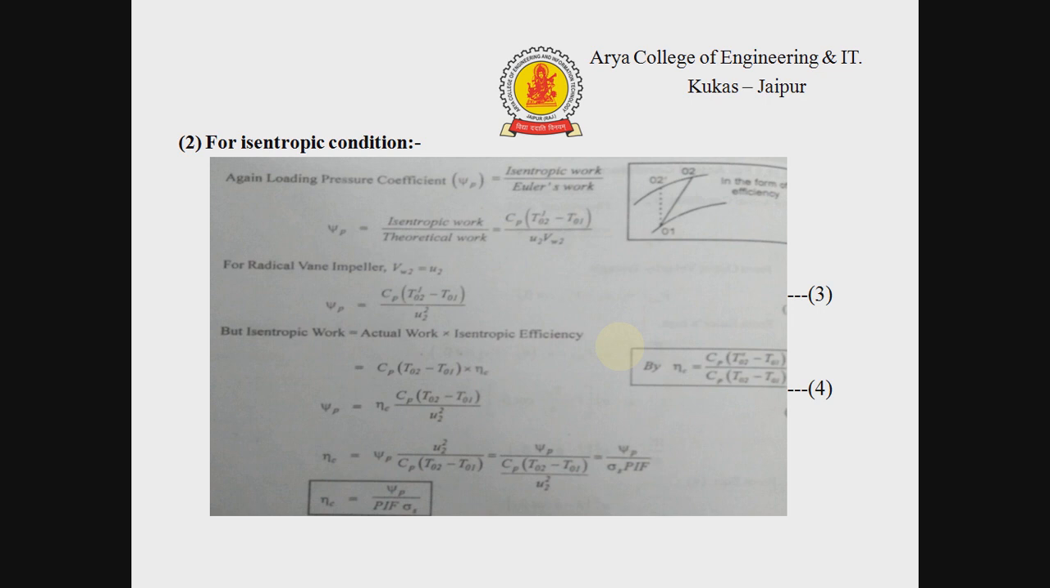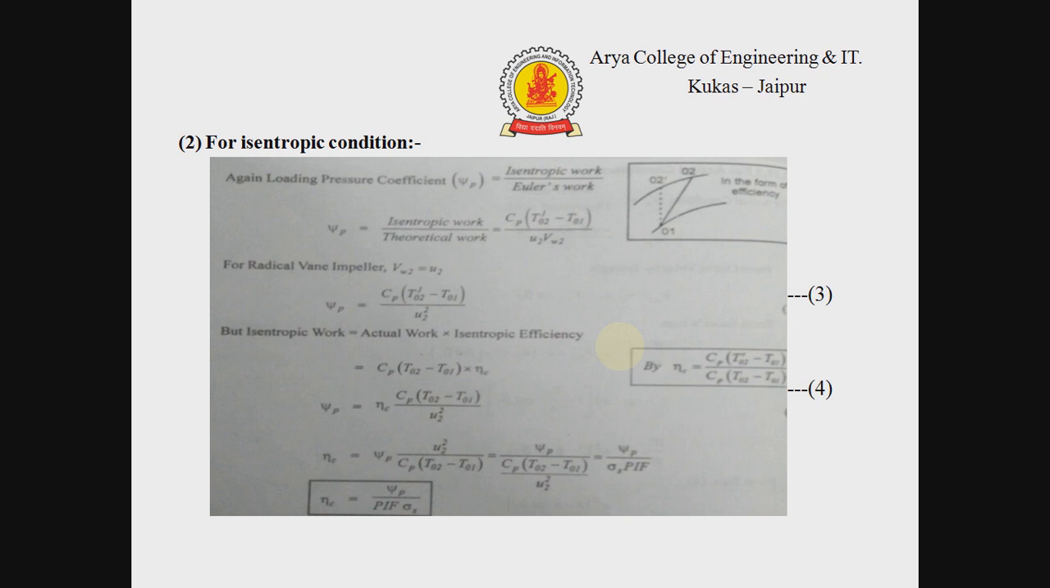Now we discuss the isentropic condition. We again take the loading pressure coefficient psi p, but now it is the ratio of isentropic work to the Euler's work, or theoretical work. The formula is psi p is equal to Cp T02 dash minus T01 divided by U2 VW2. For a radial vane impeller, VW2 is equal to U2. So psi p is equal to Cp T02 dash minus T01 divided by U2 square, as shown by equation number 3.